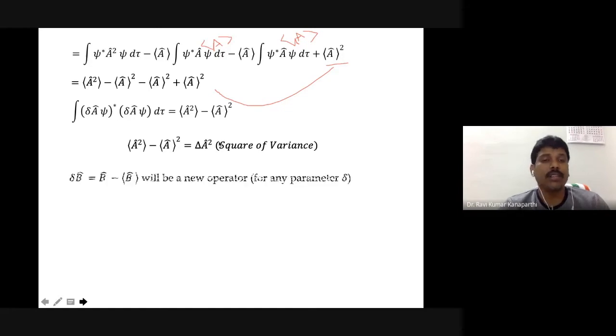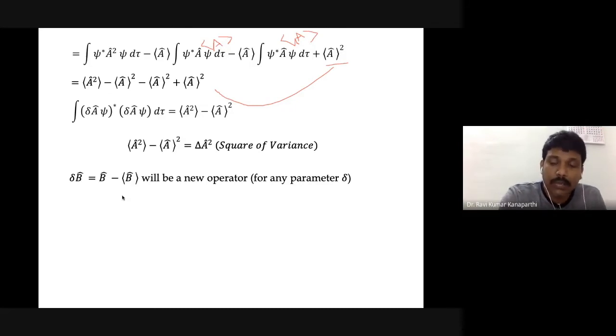Similarly, we can also do the same exercise by taking another new operator, delta B. Delta B is equal to B minus expectation value of B. Please recall that previously we started with delta A equal to operator A minus expectation value of A. That is defined like that, and similarly we can also define our delta B operator as B minus expectation value of B.